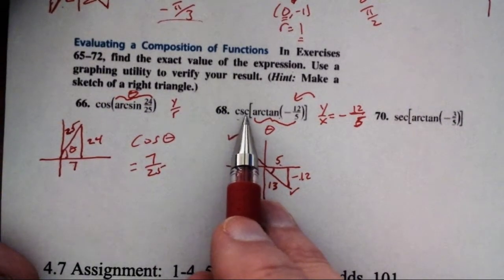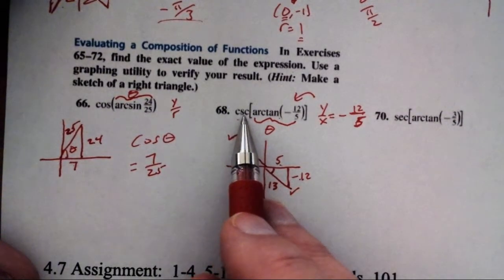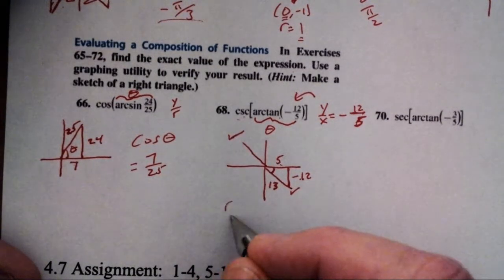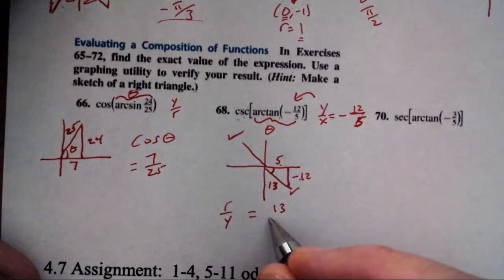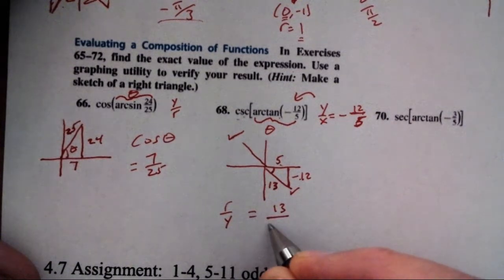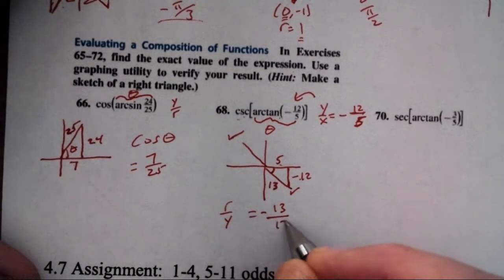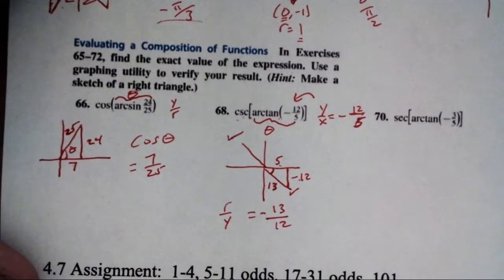And I remember cosecant this way. Cosecant's reciprocal of sine. Sine's y on r. We want r on y. And r on y, we get 13 on -12. So -13/12. It could be 13 on -12.